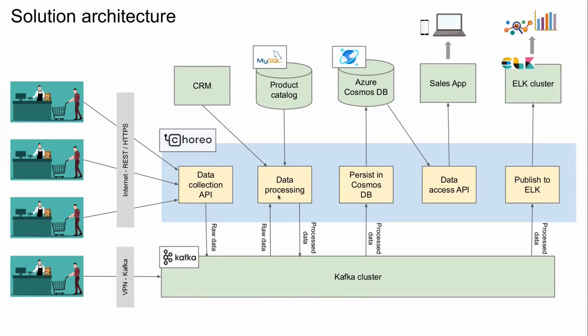Now we want to fetch that data. And for each item in the shopping bill, we want to get additional data from the customer relationship management system, as well as from the product catalog. And we want to enrich those data and send the enriched data into the Kafka cluster.